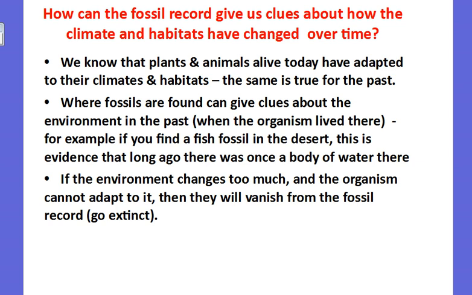If the environment does change too much, though, and the organism can't adapt to it, then they will vanish from the fossil record and go extinct. So when we're looking at rock layers, if all of a sudden we no longer see fossils of a certain organism anymore, that can be an indication that that animal or plant is now extinct and is no longer living in that time period. So that's why we don't find any more fossils of it.